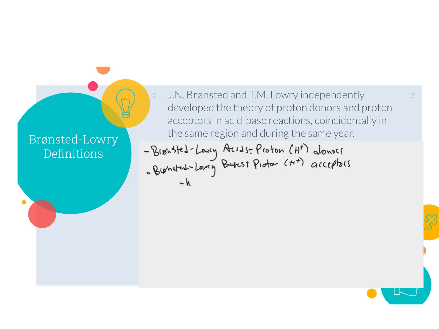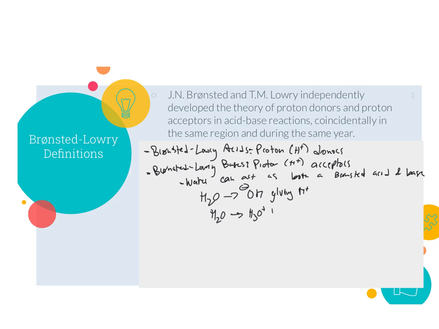One important thing to note is that water can act as both a Bronsted acid and base, because it's H2O, it can both give a proton and receive a proton. It can give to make hydroxide, and it can receive to make hydronium. So H2O can make OH minus by giving H plus, or H2O can make H3O plus by taking a proton.